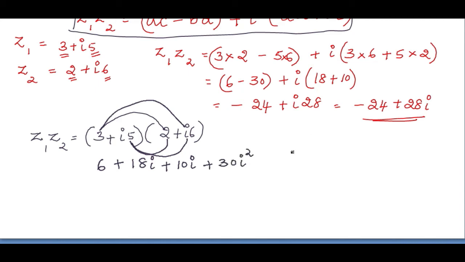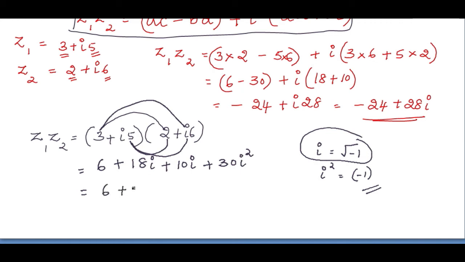Now according to the definition of complex number, we know that i is equal to square root of minus 1, and i square is minus 1. So let us use this here. We will not write what is i in the result, because it leads to a complicated result. So let it be i as it is, but i square we can substitute as a real number, that is minus 1. So let me write now, this is 6 plus these two we can add, so it is 28i plus 30 times i square, which is minus 1.